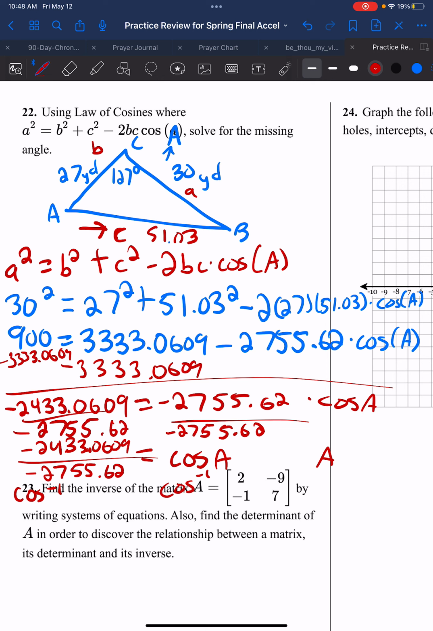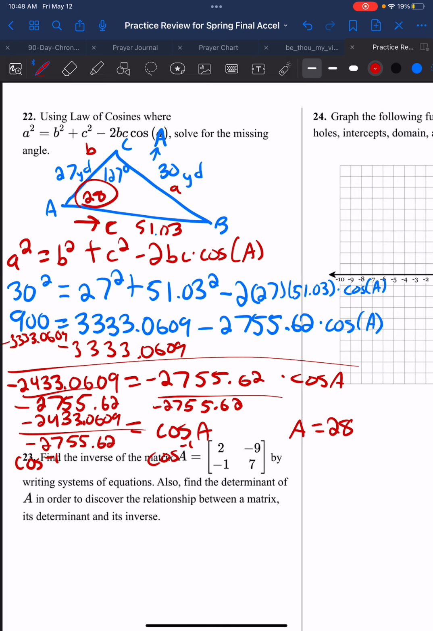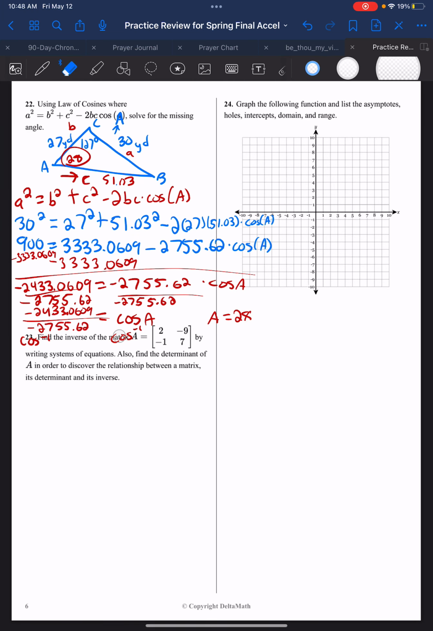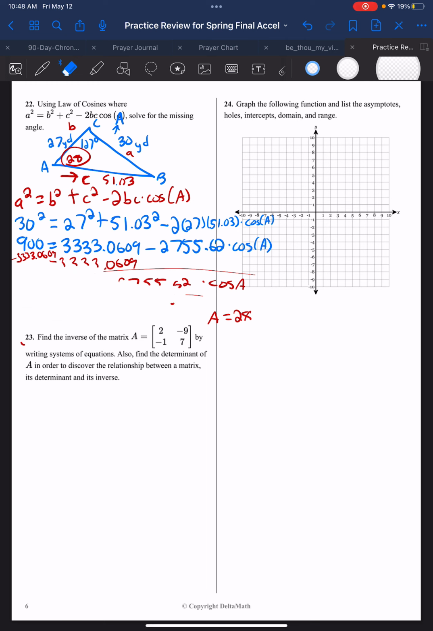Sorry, this one's a long one. It's roughly going to be, to the nearest tenth, 28.0. So that's going to give me that angle A is equal to 28. So 28 is my answer here. Like I said, I know that's long. So I'm just going to erase some here.